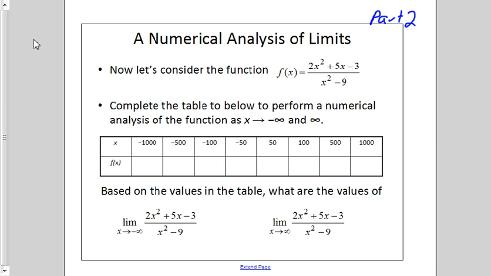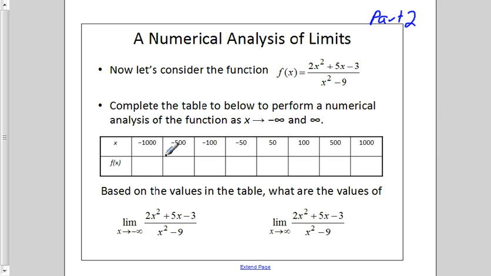Okay, so we're looking at this first example. Same function, so let's consider the function f of x equals (2x squared plus 5x minus 3) all over (x squared minus 9). Numerical analysis, so we're going to look at a table of values, and we're going to fill in these values right here.